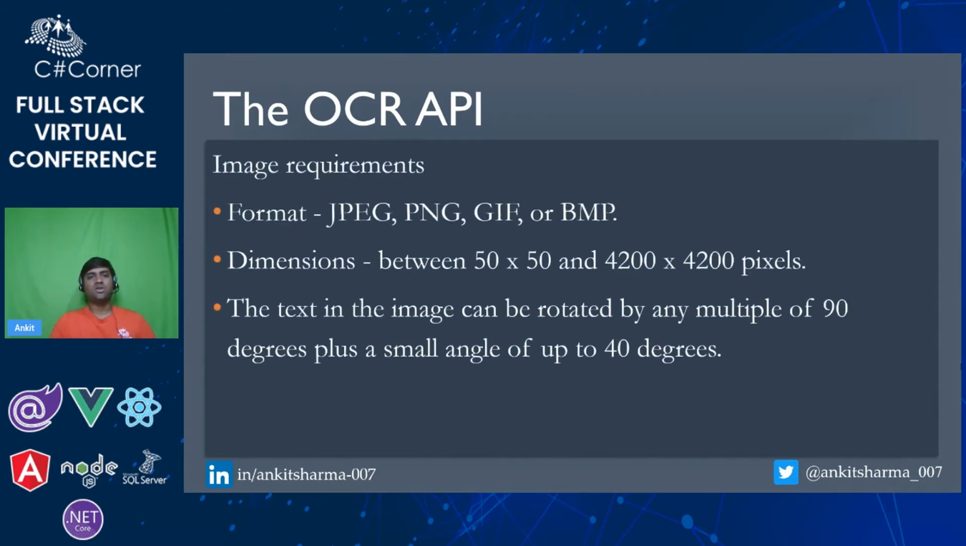The image requirements of the OCR API are that the format should be JPEG, PNG, GIF, or BMP. The point to note here is that it does not support PDF. The dimensions of the image should be between 50 by 50 and 4200 by 4200 pixels. The text in the image can be rotated by any multiple of 90 degrees plus a small angle of up to 40 degrees.